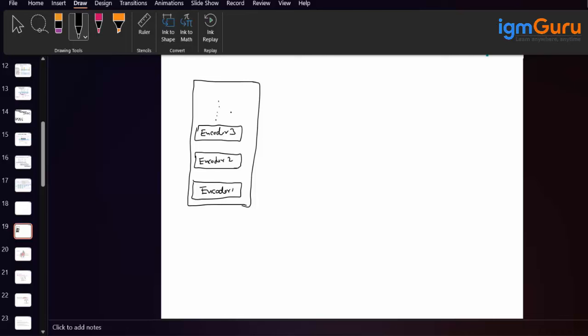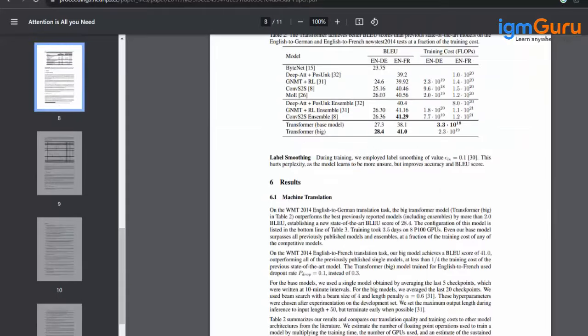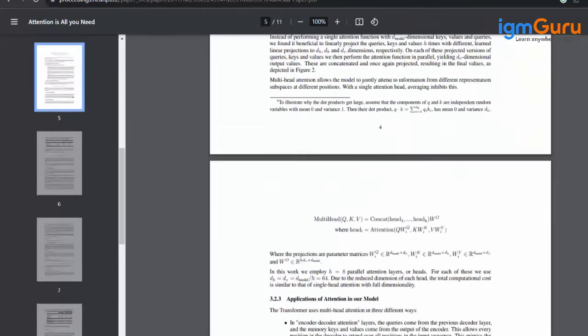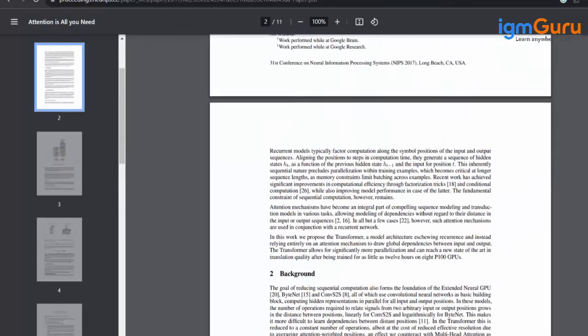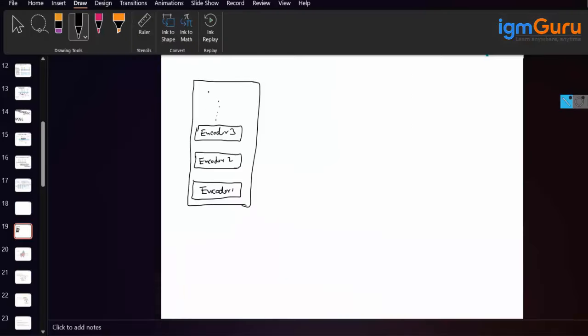Like this, if you see the research paper, they mention that during the experiment, they found that n is equal to 6 is good. They found that the encoder is comprised of a stack of 6 identical layers. So during the hyperparameter tuning, they found that each encoder, or you can say the left part, contains 6 layers of the encoder.